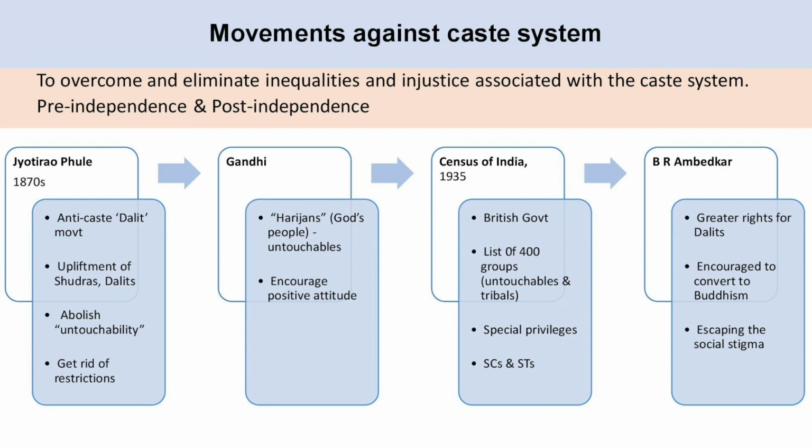The Census of India was an exercise that was started by the British in the late 1800s. Now in the year 1935, as part of the census, the British government came up with a list of 400 groups which were considered untouchables. They also came up with a list of tribal groups. These groups were included on the list, and they came to be termed as the scheduled castes and scheduled tribes. And these groups were given special privileges in order to overcome the discrimination that they had suffered until then.